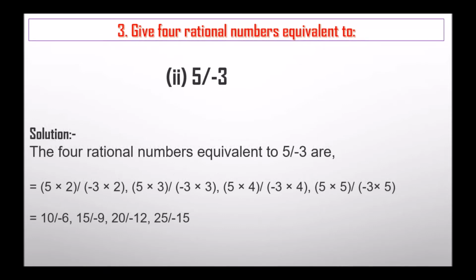5 upon minus 3. The four rational numbers equivalent to 5 upon minus 3 are 5 into 2 upon minus 3 into 2, that is 10 upon minus 6. 5 into 3 upon minus 3 into 3, that is 15 upon minus 9. 5 into 4 upon minus 3 into 4, that is 20 upon minus 12. 5 into 5 upon minus 3 into 5, that is 25 upon minus 15.